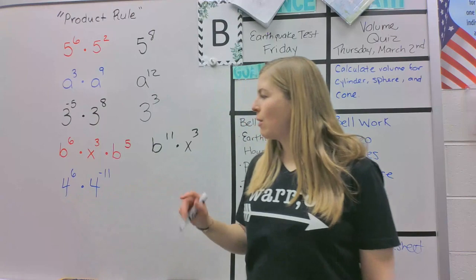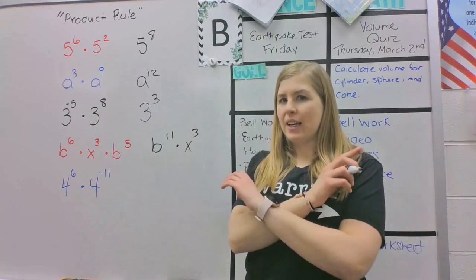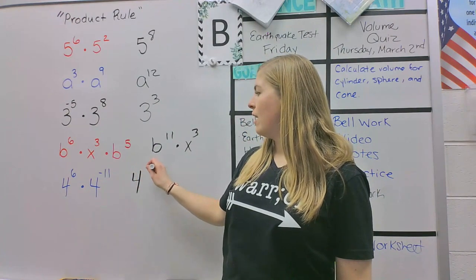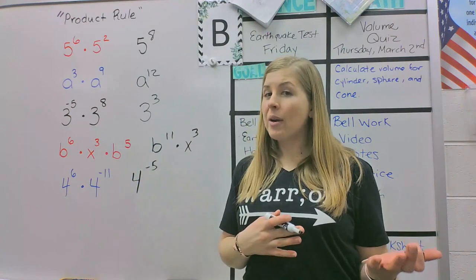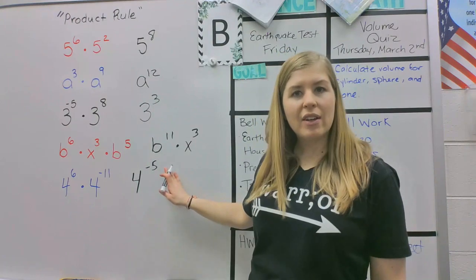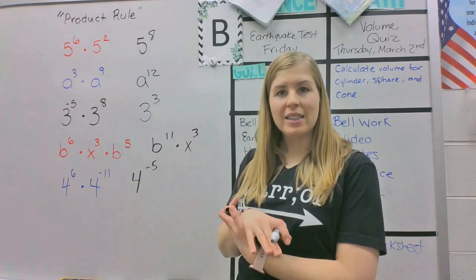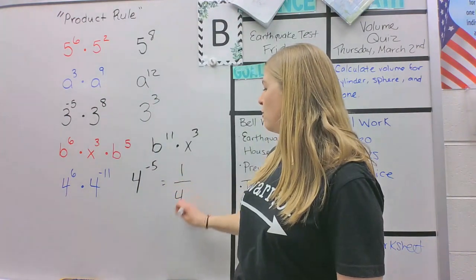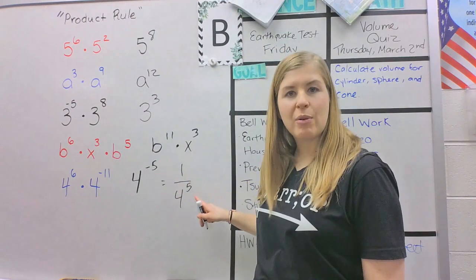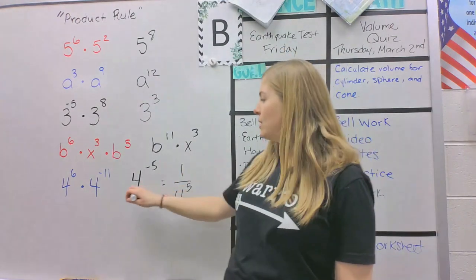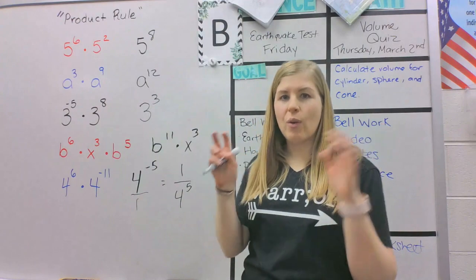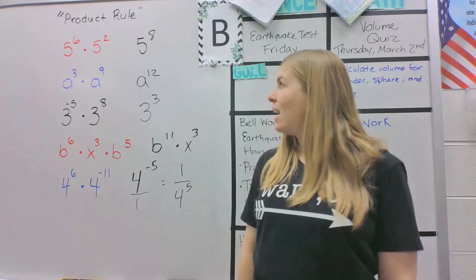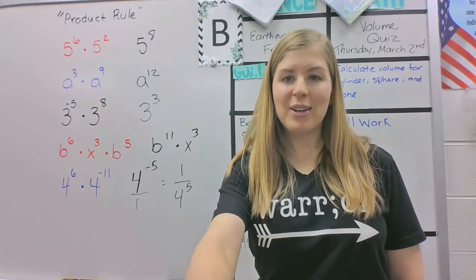And then we have 4 to the 6th power times 4 to the negative 11th. So when the negative is on the other side, this would be negative 5. And as you've already learned or are going to learn, when we have a negative exponent, we're actually going to make a positive and do the reciprocal. So this would actually be 1 over 4 to the 5th. We would make the exponent positive and flip it. So technically this is like 4 to the negative 5th over 1, where we're doing the reciprocal and making it a positive exponent. But that is the product rule, and let me know if you have any questions.